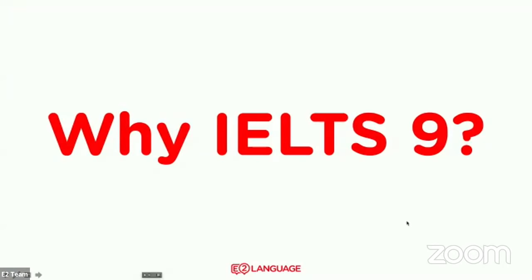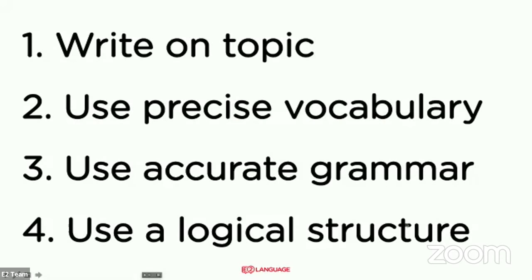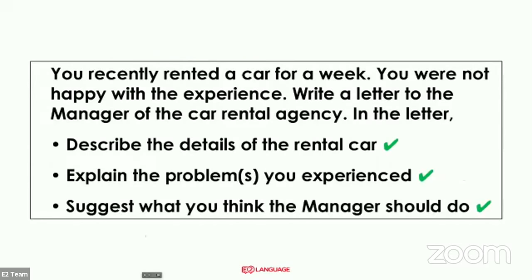So why would this letter get an IELTS 9 or thereabouts? Well, first of all, I wrote on topic. Second, I used precise vocabulary. Third, I used accurate grammar. 4, I used a logical structure. What does that mean, to write on topic? Well, I did all of these things. I ticked these boxes and I kept them separate, by the way.